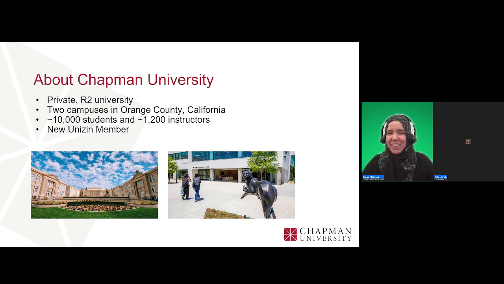My name's Elena. I work in the Office of Educational Technology Services at Chapman University. A little bit about Chapman. We're a private R2 university located in Orange County, California. On the left is a picture of our main campus in Orange, and on the right is a picture of our Graduate Health Sciences campus in Irvine. We have approximately 10,000 students, undergraduate and graduate, and approximately 1,200 total instructors. And we're a new Unison member, so we're really grateful and excited to be a part of this consortium and to be part of this virtual summit and have the opportunity to learn from all of you.